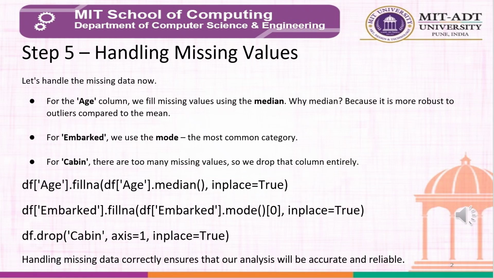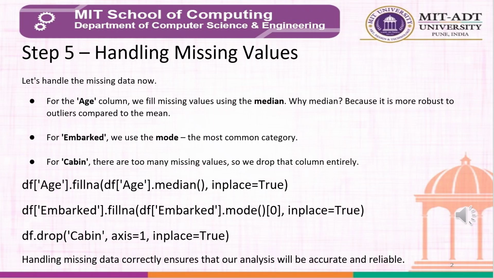Step 5 is about handling the missing values. Let us handle the missing values data now. So this is for the age column. We fill the missing values using the median. Why median? Because it is the most robust to outliers compared to the mean.